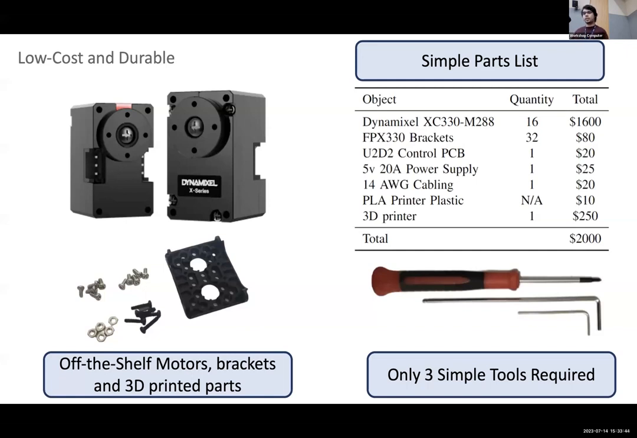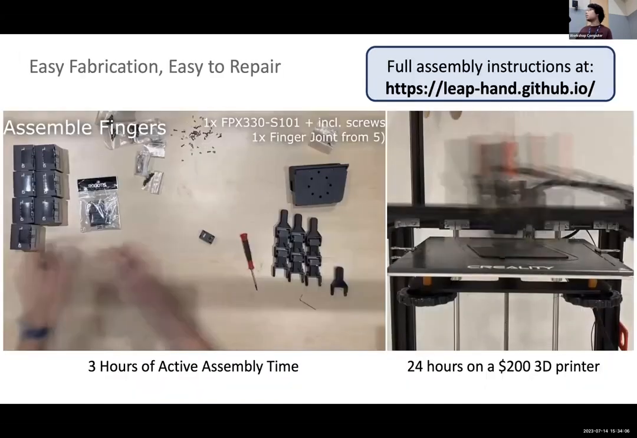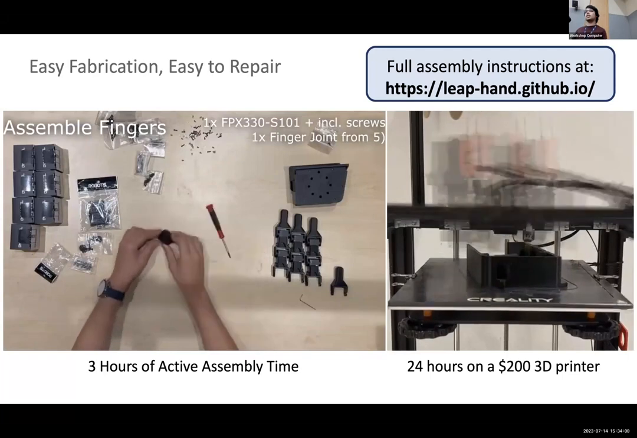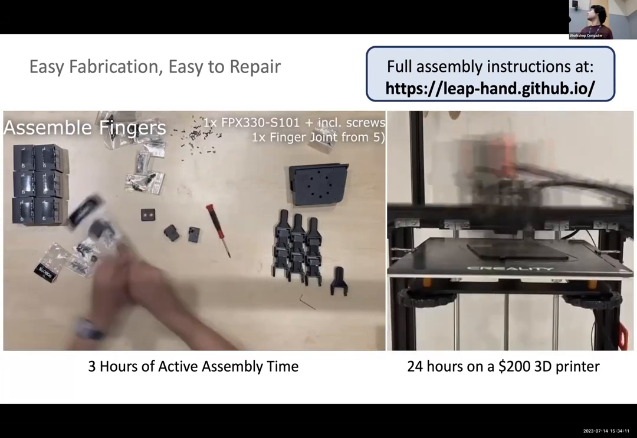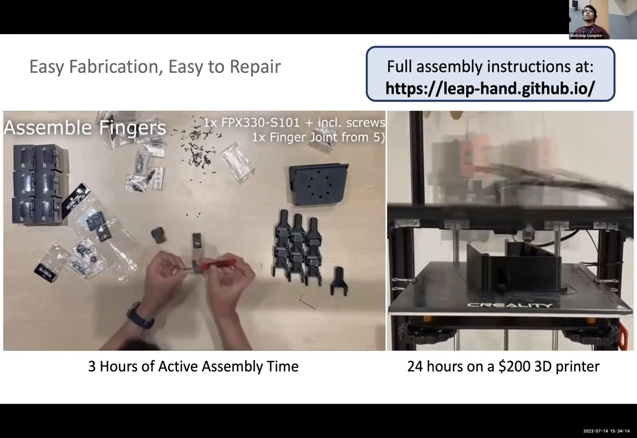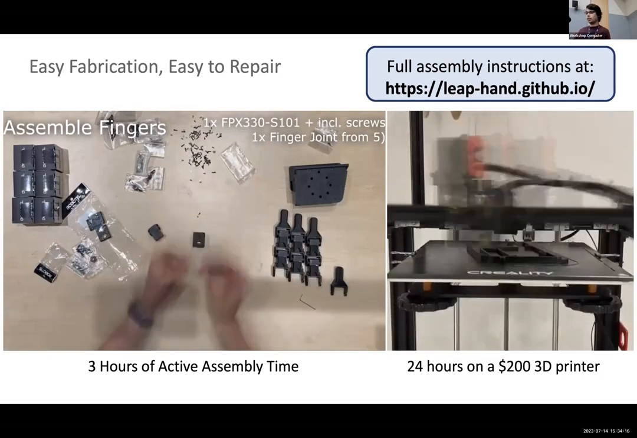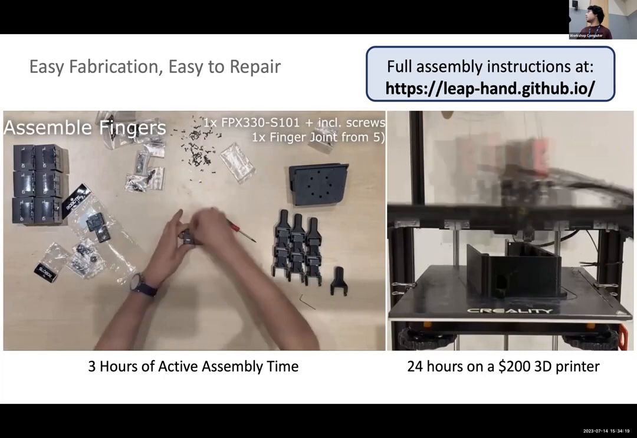To make our robot hand good for machine learning, we also want it to be low cost and durable. We use as many off-the-shelf motors and brackets as possible that can withstand the wear and tear of machine learning. We use some 3D printed parts for the palm and a few brackets. Our parts list is simple and under $2,000, and you need only 3 simple tools: a screwdriver and a couple of hex wrenches. We'll release our assembly instructions on our website as soon as we're back from Korea. It takes a few hours to assemble it, and it does take 24 hours on a 3D printer, but you can run that overnight or autonomously. Should be simple for anyone to assemble.